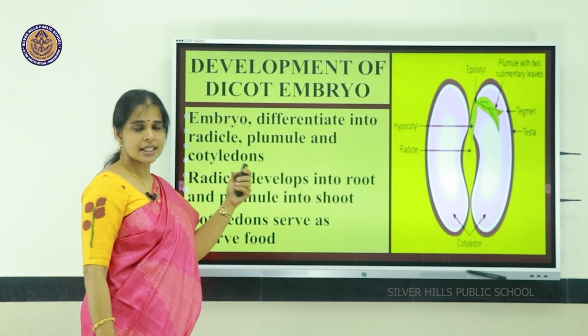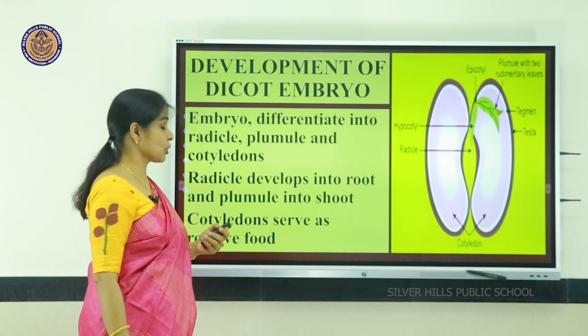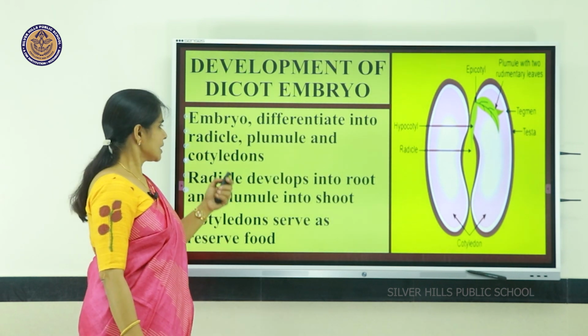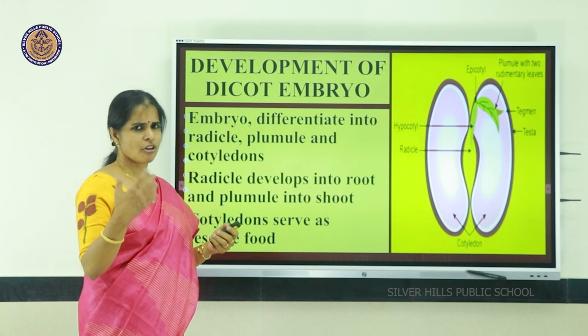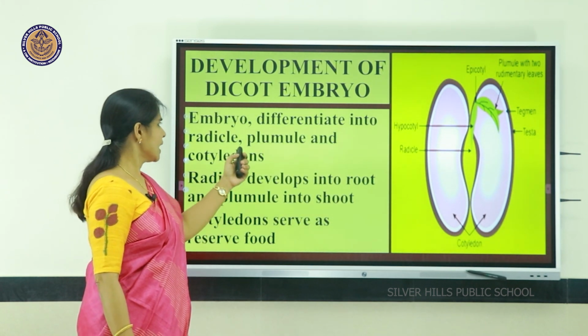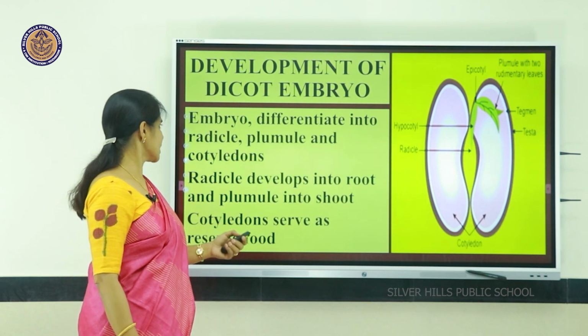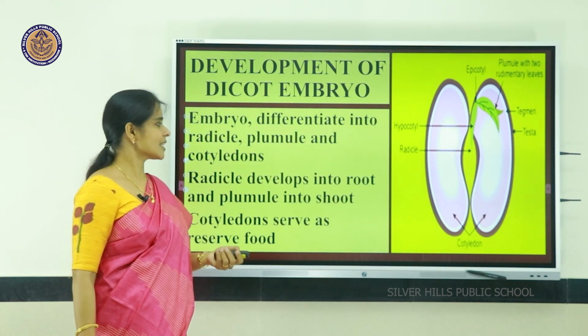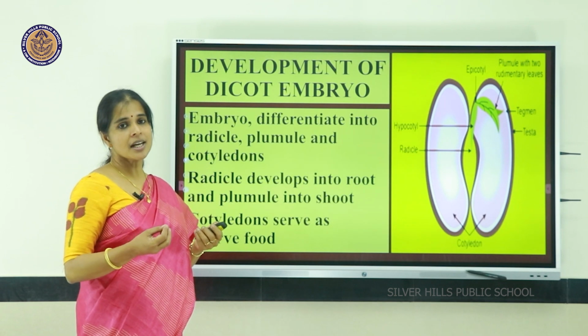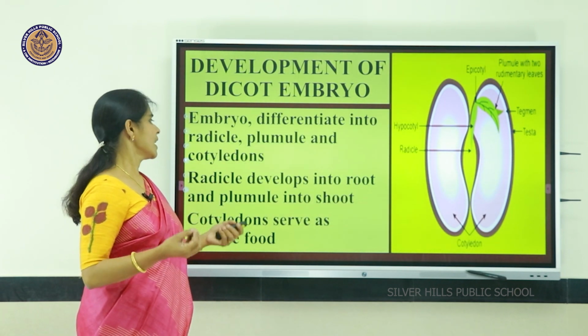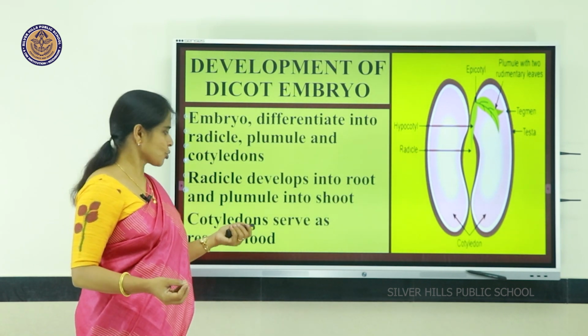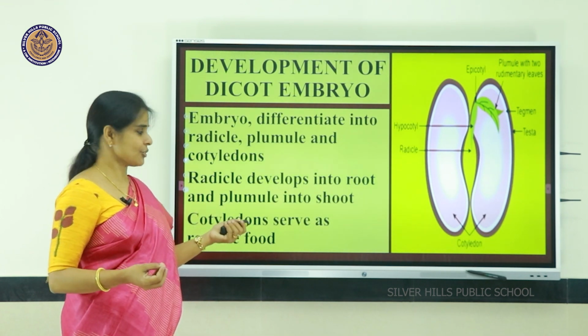Now, in the dicot plant, how is the development of the embryo taking place? Development of the embryo, which I have already explained. The embryo, during its further course of development, will differentiate into radicle and plumule from the embryonal axis. The radicle develops into root, and the plumule develops into shoot.